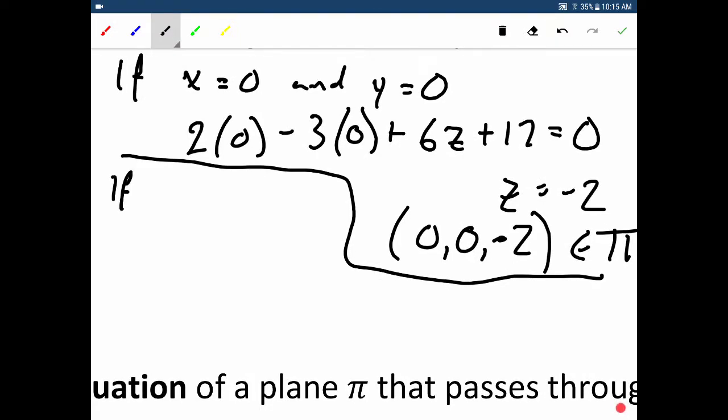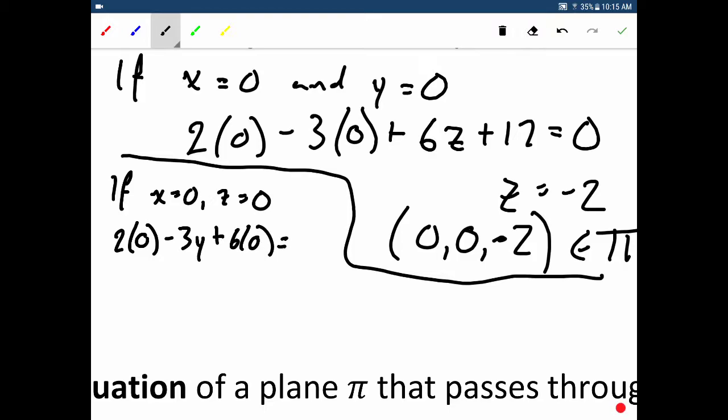But we can just say, let's leave x as 0 again, and we'll say z is equal to 0 this time. Okay? Then we would have 2 times 0 minus 3 times y plus 6 times 0 plus 12 equals 0. I didn't mean to write equals, but I'm making a mess of it. That's okay. So we got negative 3y equals negative 12, which means that y equals 4. Okay? So we would say (0, 4, 0) is an element of pi.